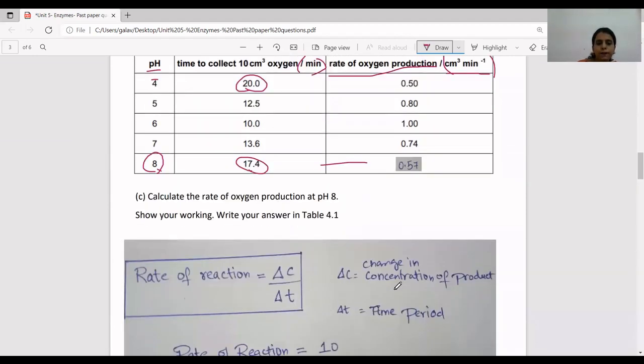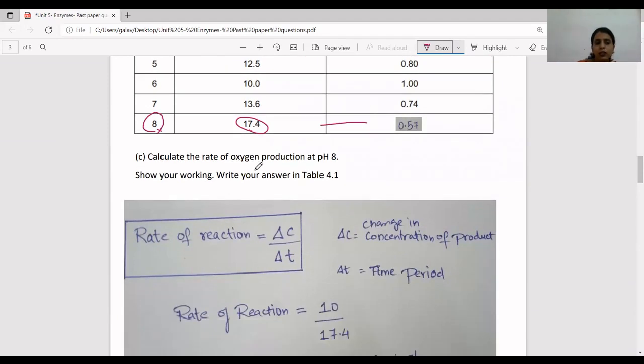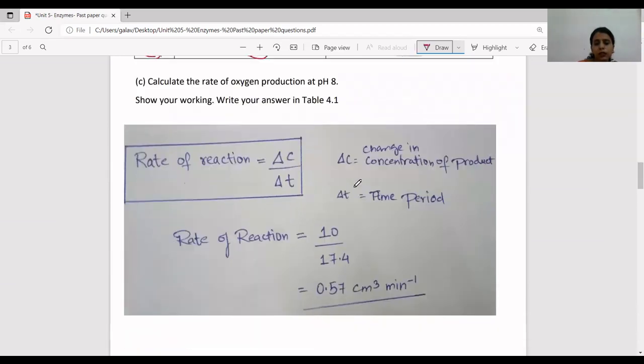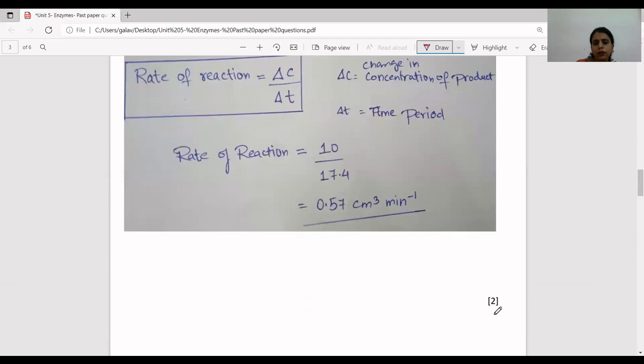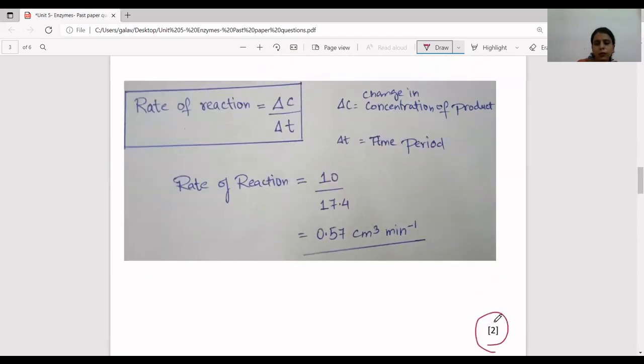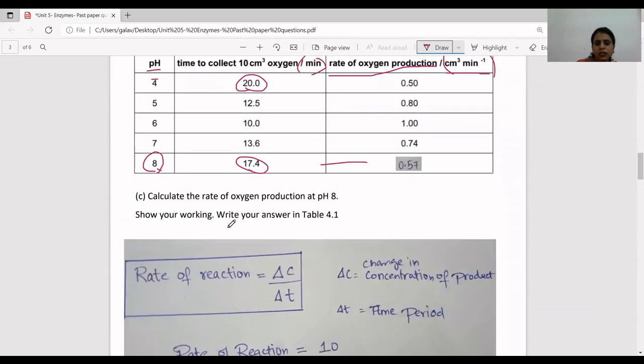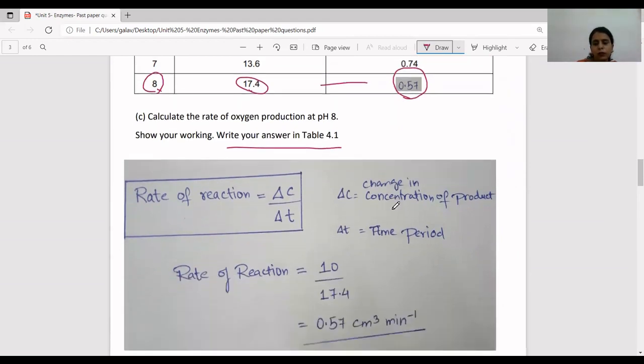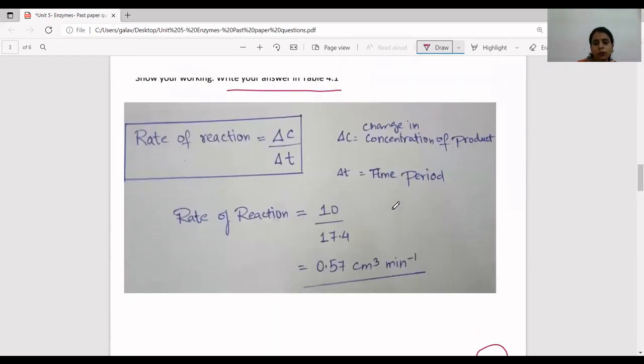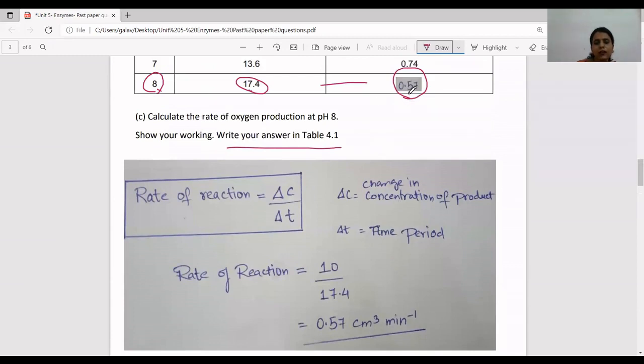So if you look at C, the question is to calculate the rate of oxygen production at pH 8. Show your working, write your answer in table 4.1. Now here the question is given for 2 marks. Remember they have specifically mentioned to write your answer in table 4.1. Until and unless you write your answer in table 4.1, you won't be awarded the complete 2 marks. So 1 mark is given for writing your answer in table 4.1.